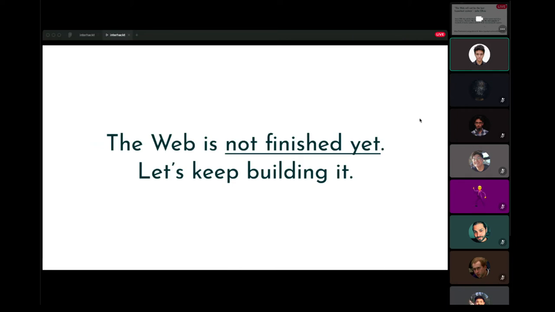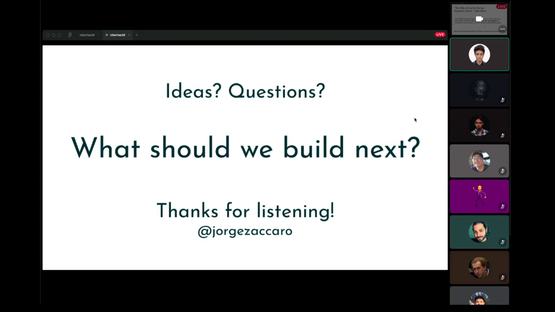So the core of this small recap of the history of hypertext and this quote that the web will not be the last hypertext system is that the web is not finished yet. And hopefully this will serve as a call to action, as it was in my case, so that we go and keep building the web. So thanks for listening, and hopefully we can now have a conversation about the future of hypertext and what we should build next.